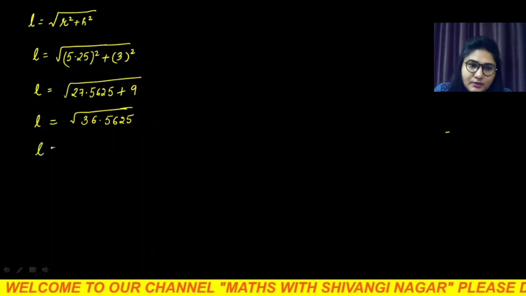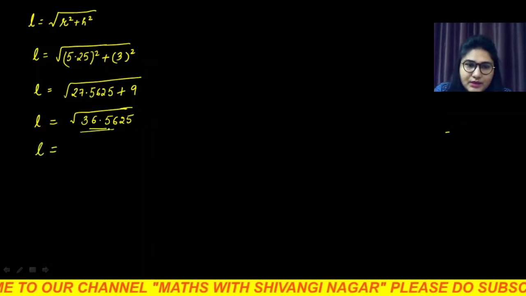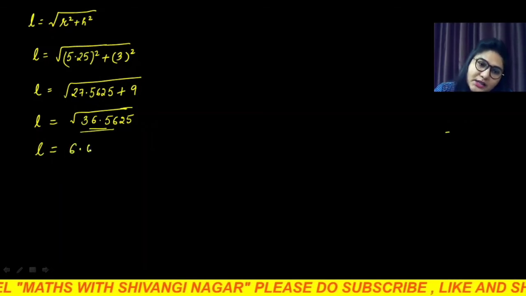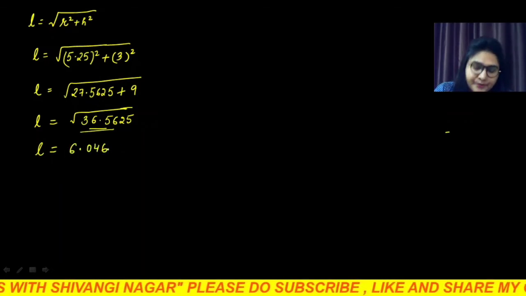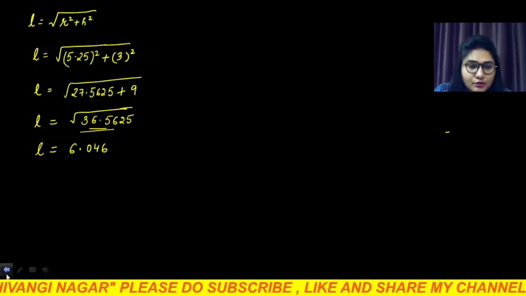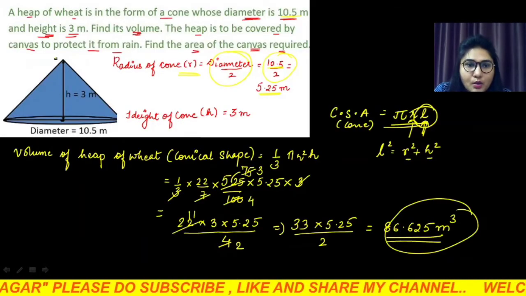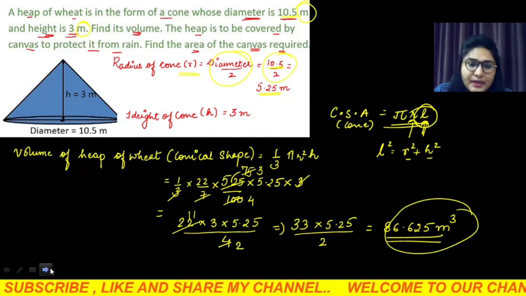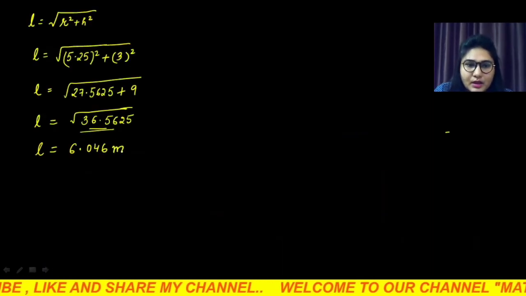on taking the square root of this 36.5625, what will you get? You will get 6.046. And this should be in what? This should be in the meter, because all the quantities here are given in the meter form. So this should also be in the meter.